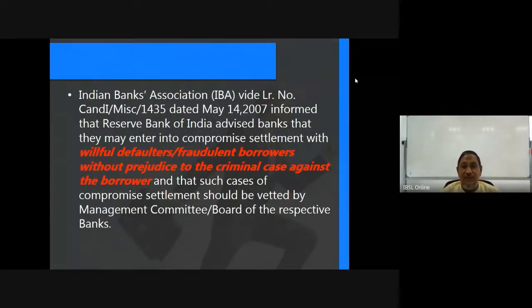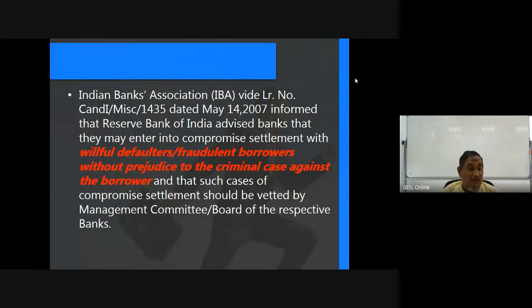Indian Banks Association (IBA), with a letter in 2007, informed that the Reserve Bank of India advised the banks that they may enter into compromise settlement with willful defaulters and fraudulent borrowers, without prejudice to the criminal case against the borrower, and that such cases of compromise settlement should be vetted by the management committee of the board of the respective banks.